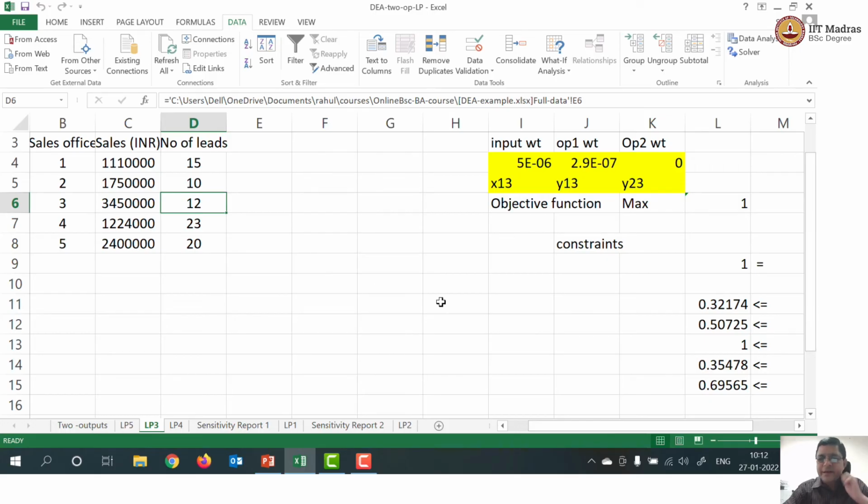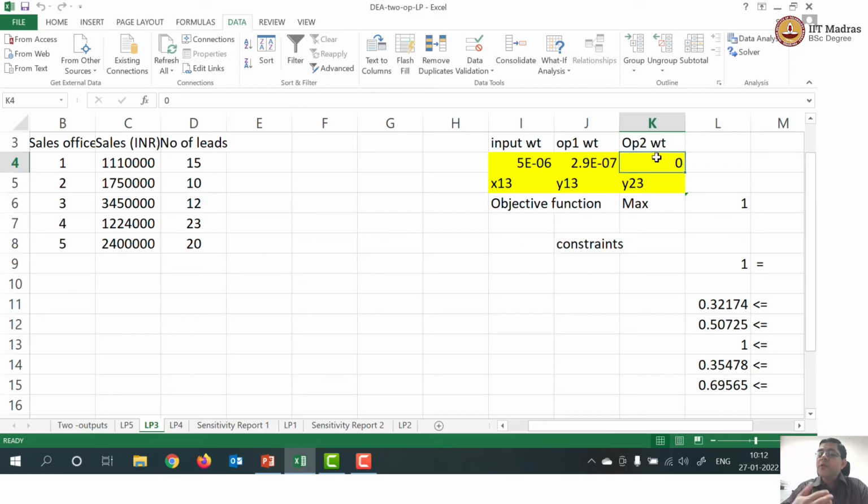Okay. So very promptly it says, I will de-emphasize number of leads. I don't think they are important. So I will assign a weight of 0, which is allowed for a decision variable. Which is allowed for a DMU, right? So we gave the DMU the freedom to pick any weight. So why can't they pick a weight of 0, right?